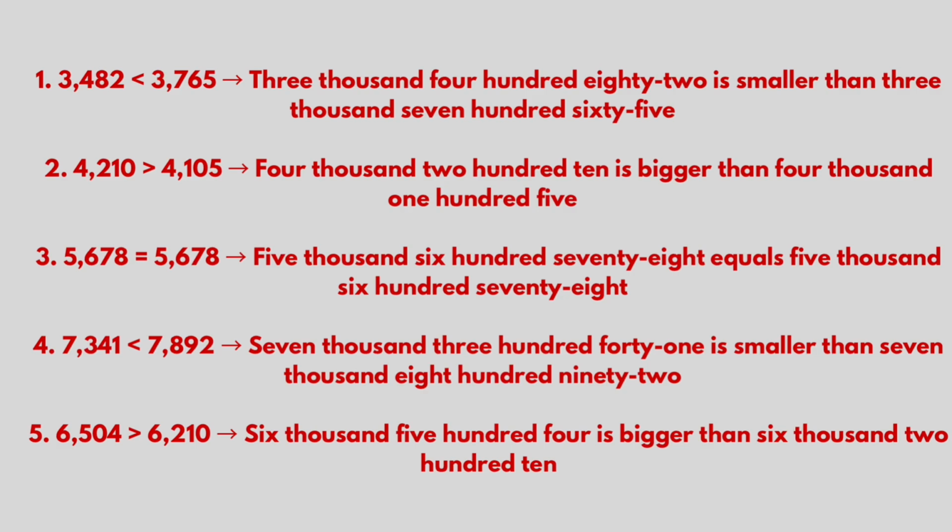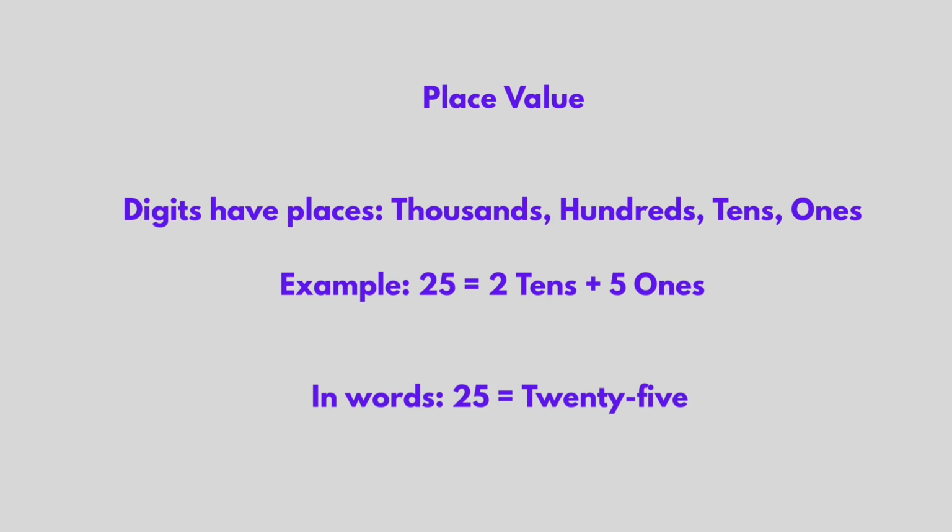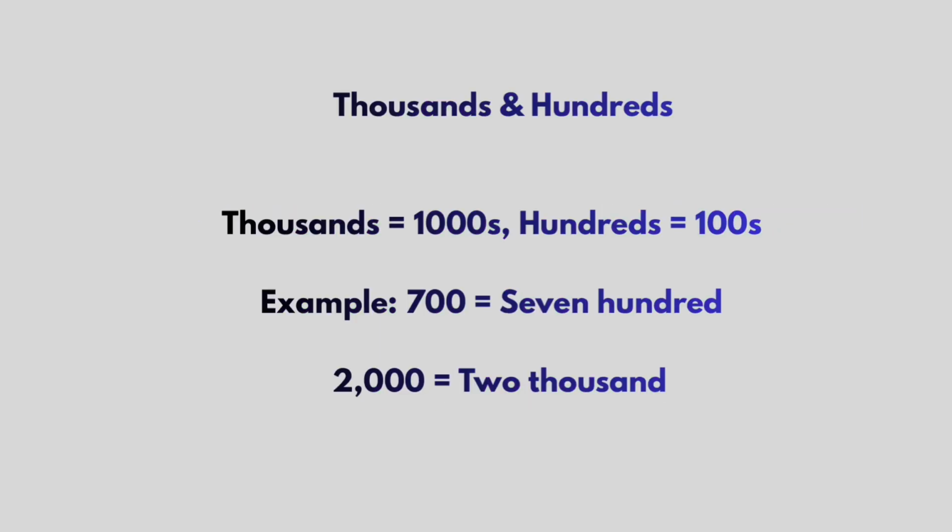Next, we will talk about place values. What are place values? Digits have their own places. Thousands, hundreds, tens, ones. For example, 25. I write here 25. So what is the place of 5? We start from ones. So 5's place is ones, and 2's place is tens. Ones, tens. Okay.